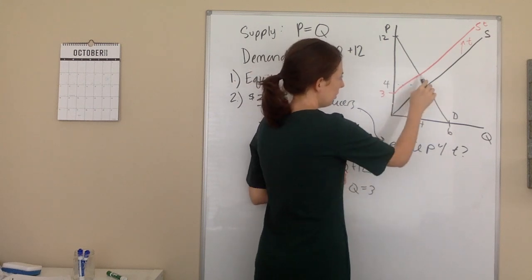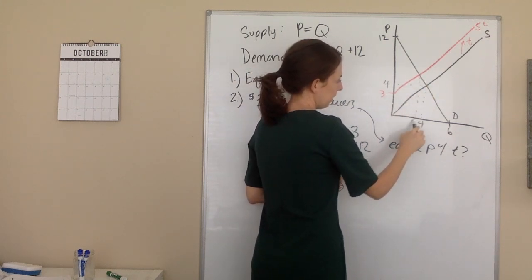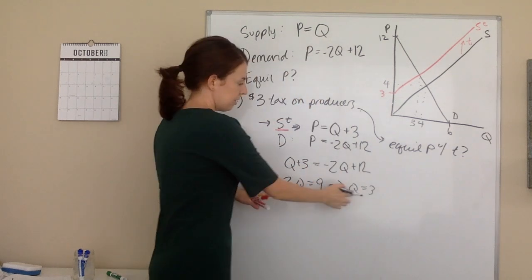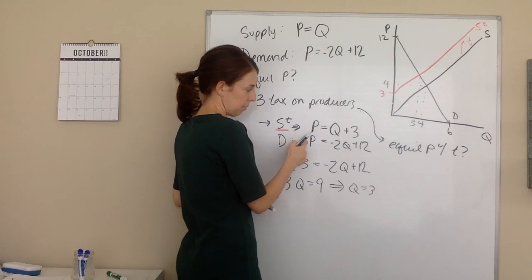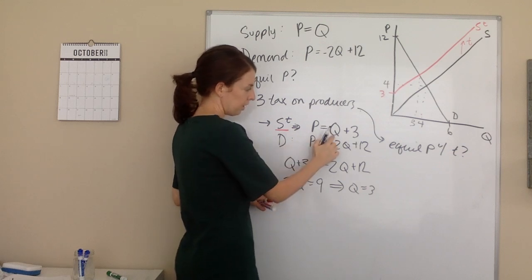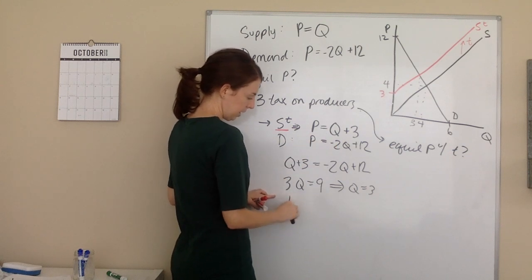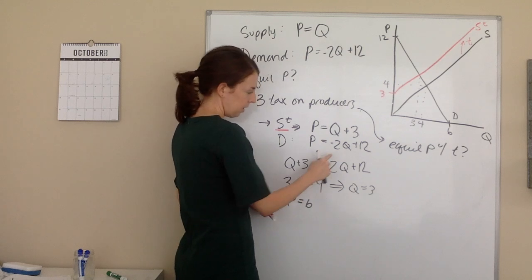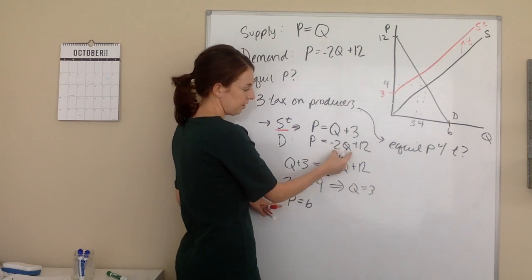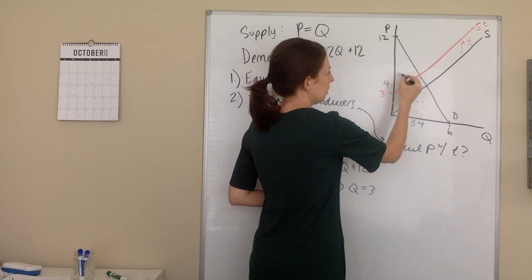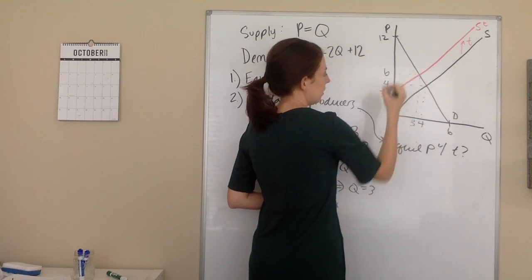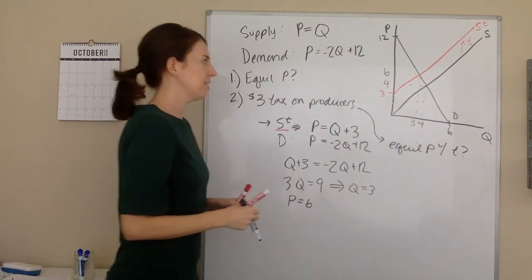So now we know that Q is 3. If you take this 3 and plug it into either this equation or this equation, it will give you the same P. If you plug in 3 here, then you get the price equals 6. If you plug in a 3 here, it'll be negative 6 plus positive 12, that'll be 6 again. So the price equals 6, and the new equilibrium price with the tax is 6.